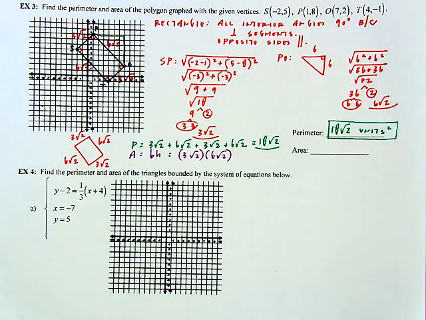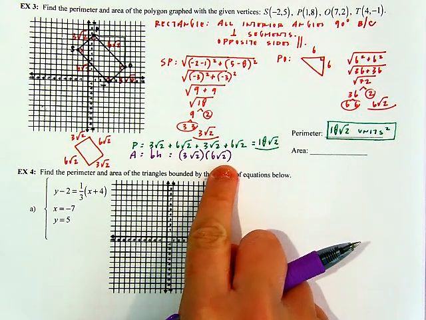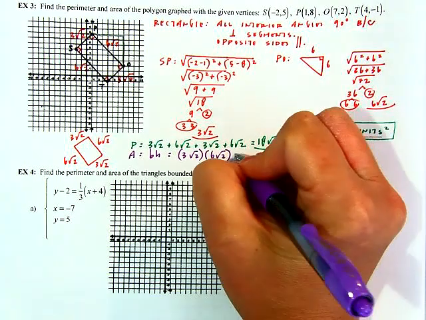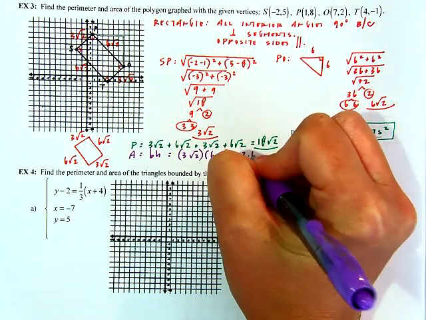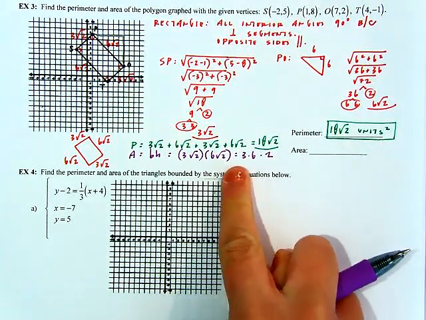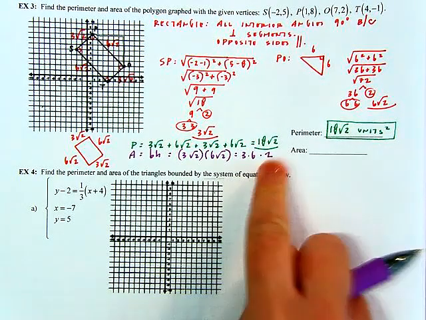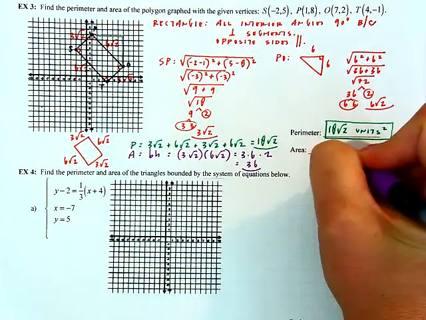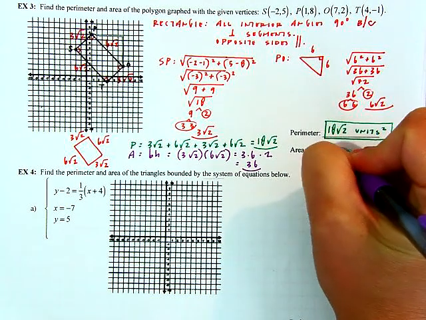Whenever I multiply a square root of 2 by a square root of 2, it's going to give me a pair of 2's underneath the same radical, so it unlocks to be just 2. So this ends up being 3 times 6 times 2. 3 times 6 is 18, times 2 is 36. So my area would be 36 units squared.